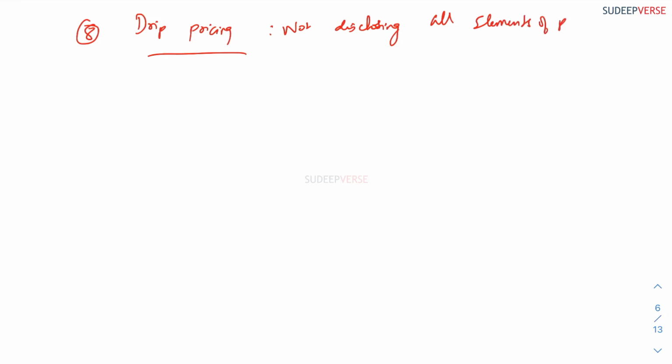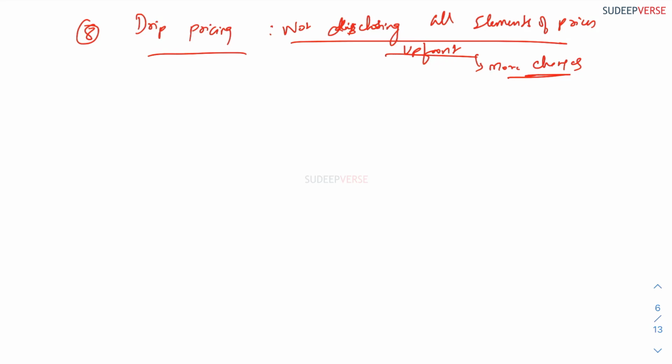The next is drip pricing. Drip pricing is basically not disclosing all elements of prices upfront. So basically when you are selecting the product and putting it into your basket, you feel that it is cheap, but once it goes into your basket, you end up seeing that there are more charges that were not disclosed upfront. This is known as drip pricing.